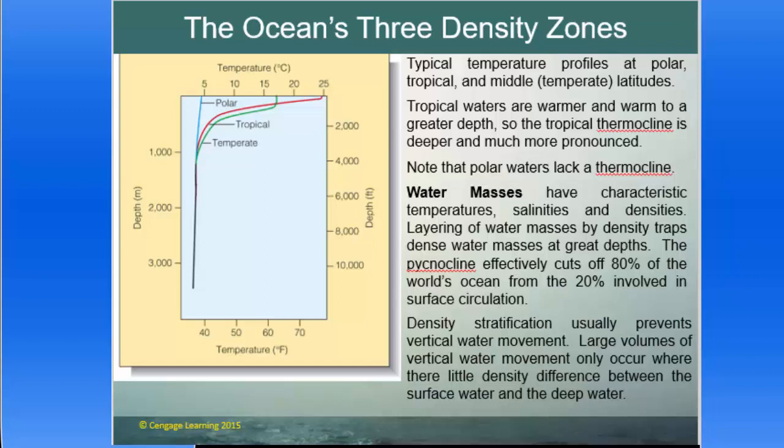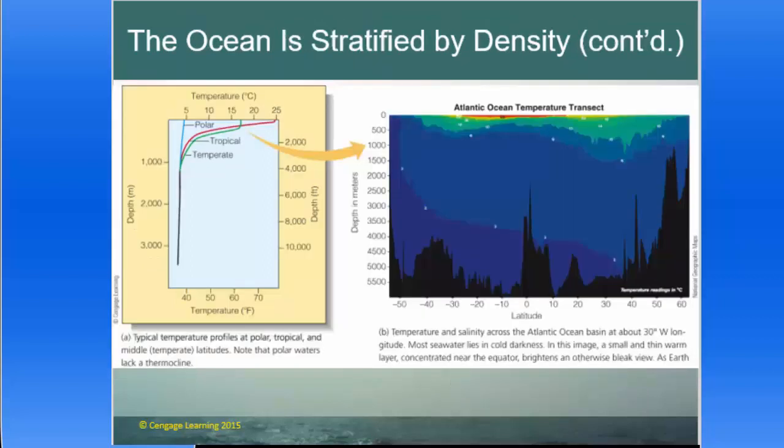So density stratification usually prevents vertical water movement. Large volumes of vertical water movement only occur where there is little density difference between the surface and the water in the deep water at the ocean's depths. Here's another view of that, showing the difference between the polar, which is at either end of this chart, to the temperate regions and mid-latitudes, and then the equatorial regions, where the very warm water creates that pronounced temperature difference with depth.